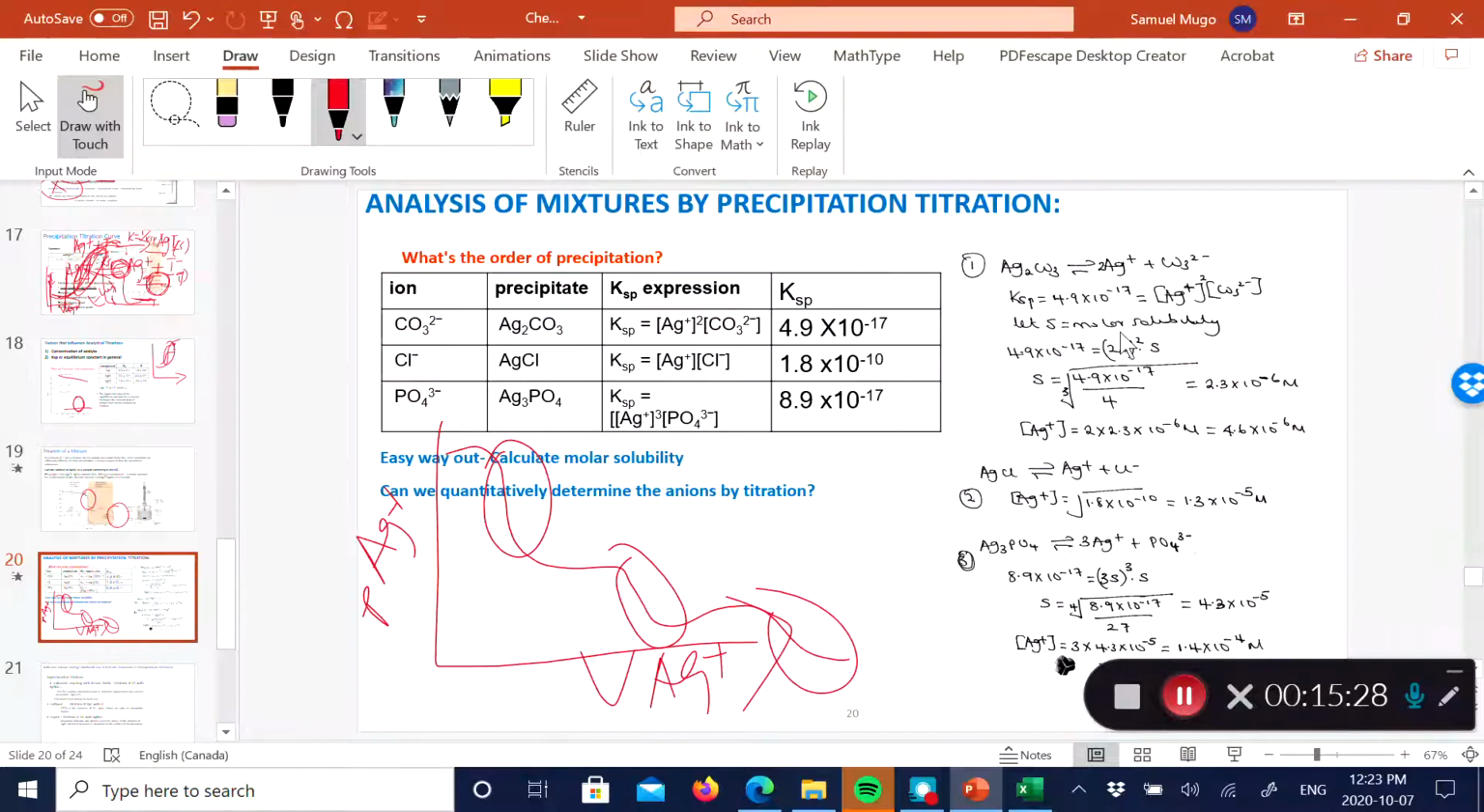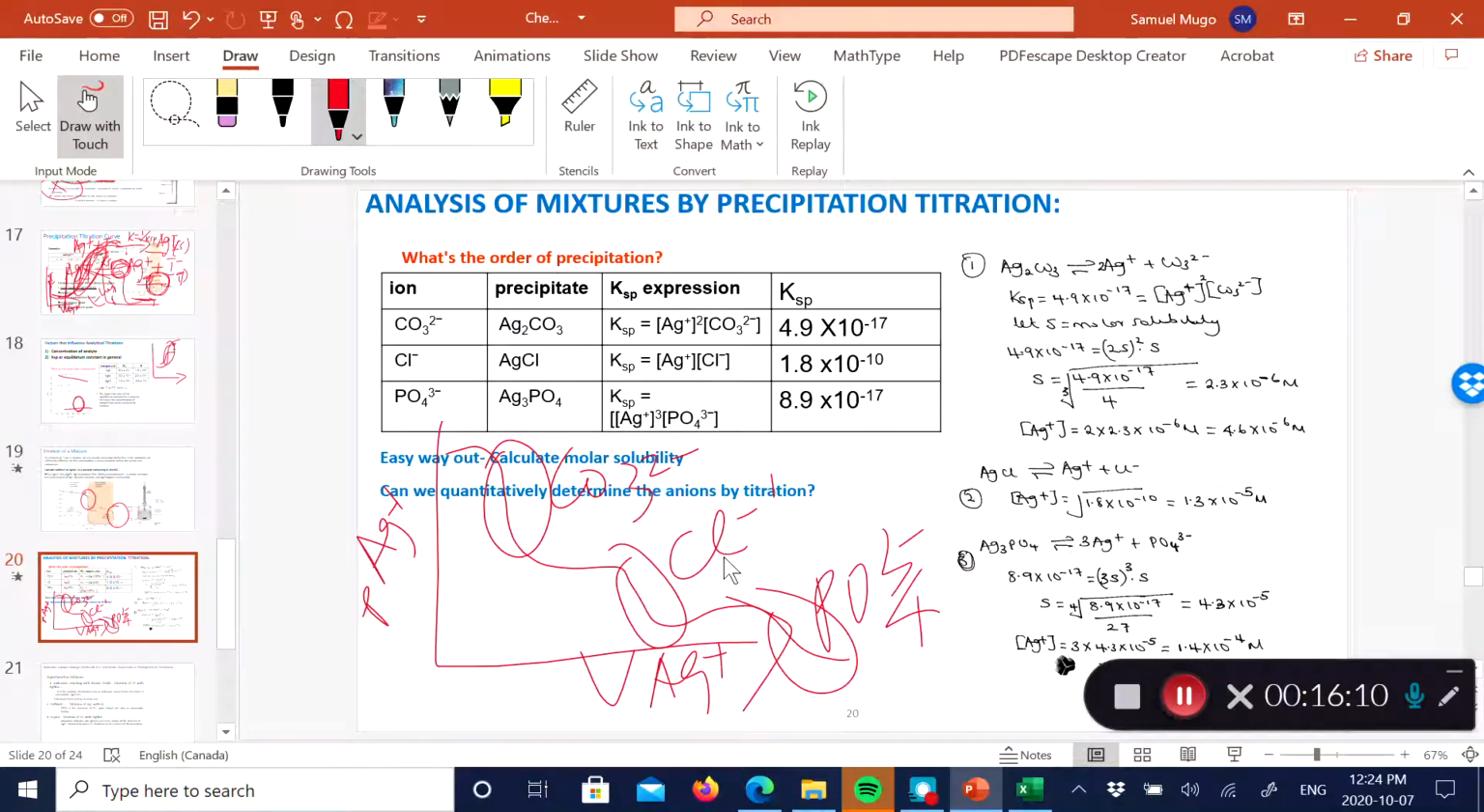For example, in this case, the molar solubility is that. The molar solubility of the other one, silver chloride, is that, and so on. And so you can see, the carbonates precipitates first, and then the chlorides are gonna precipitate second, and then lastly, you're gonna have the phosphates precipitating last. Now, because in this case you have the molar solubility fairly close to each other, it would be such that the titration reaction may not be too accurate because of co-precipitation.